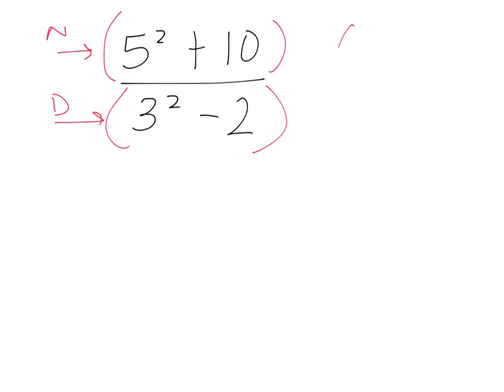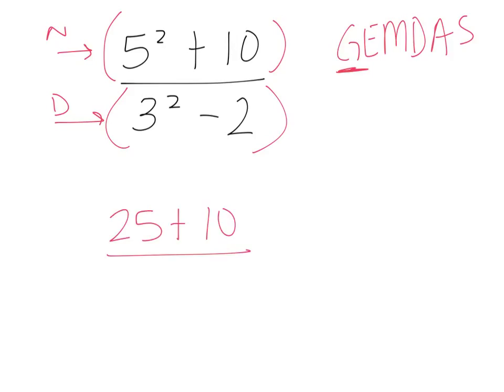So remember, when you're dealing with your GEMDAS, groupings always come first. A fraction is one big group. So we treat the individual groups, your numerator and denominator, with GEMDAS. So looking at the numerator, I have an exponent right here. So remember, exponents come first. So 5 squared is 25 plus 10. There's my fraction bar. My denominator I treat as one big group, so I use my GEMDAS. Exponents will come first. So remember, 3 squared was 9 minus 2.